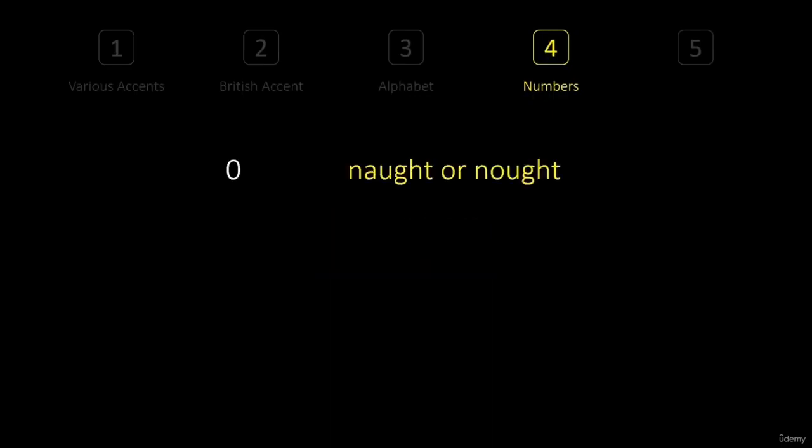So the first one is not, or naught, depending on British and American. It's not just 0. It's sometimes called not. You might have heard it in movies. You might hear a 404 error. This is a very common one that they say. They don't say 404, they call it 404, right? Second one is null. In a little bit of a technical background, it's called null. Otherwise 0 commonly. And the last one, very famous in the UK, is O.